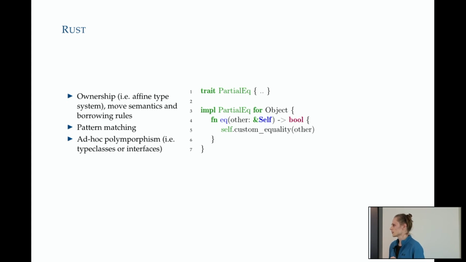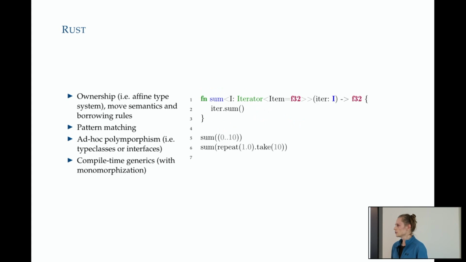What I also want to touch on is so-called ad hoc polymorphism. This is also coming from a functional programming background. In Haskell, they call it type classes, or for example in C#, it's more like interfaces. In Rust, they call it a trait: you can implement a functionality for a certain object. When you do this, you can use it in so-called compile time generics. So this is a function which takes a compile time generic parameter I. It's an iterator of 32 bit floats and returns, I don't know, some sum.